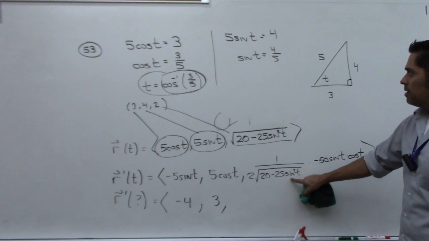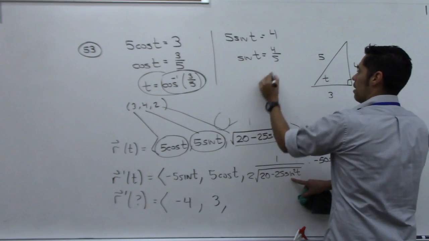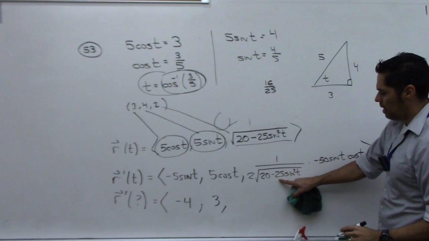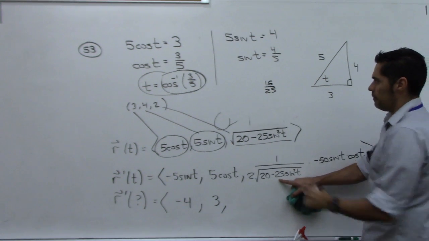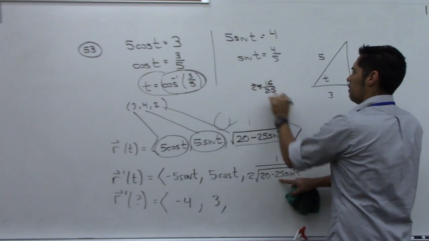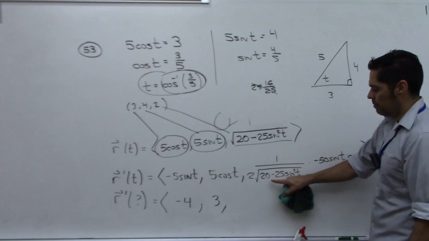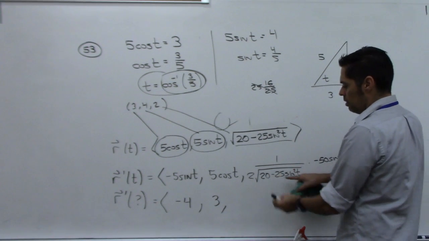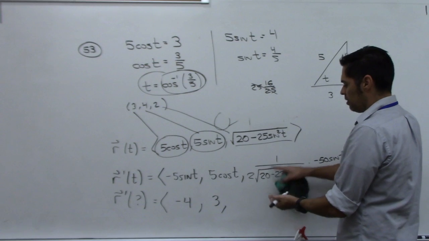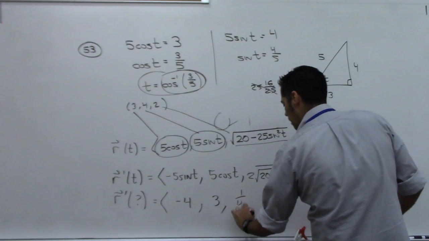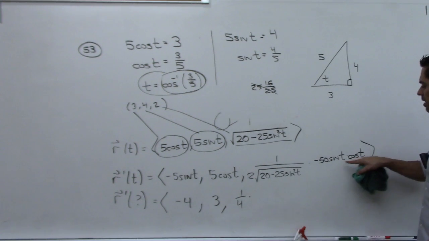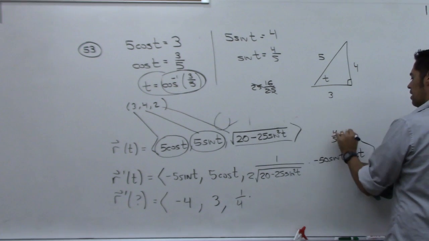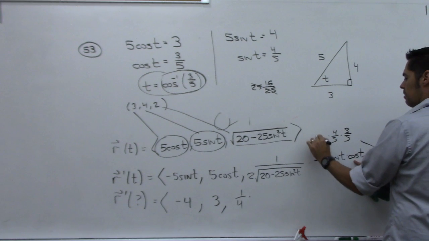What's sine squared t? So what's this squared? That's 16/25. Okay, multiply it by 25. And what do you get? 16. What's 20 minus 16? 4. What's the square root of 4? That's 2. What's 2 times 2? That's 4. So this is just 1/4 times, over here, sine t times cosine t. That's 4/5 times cosine t, which is 3/5 times negative 50.